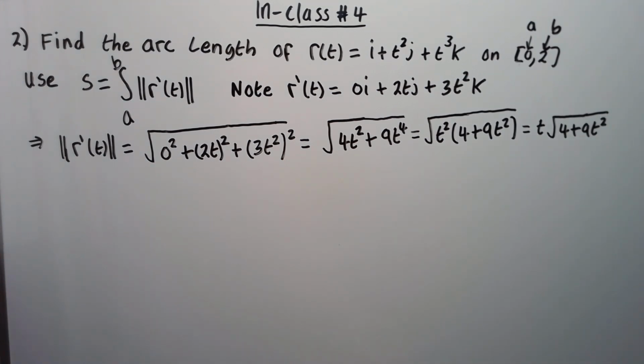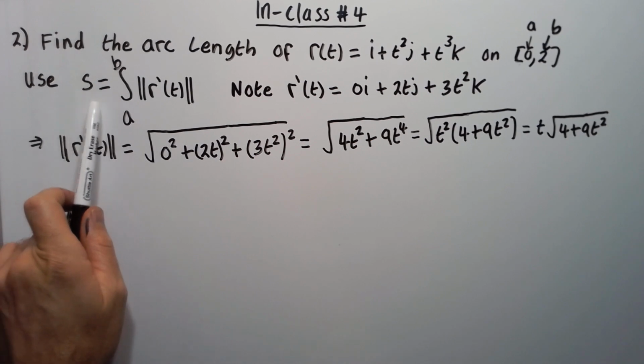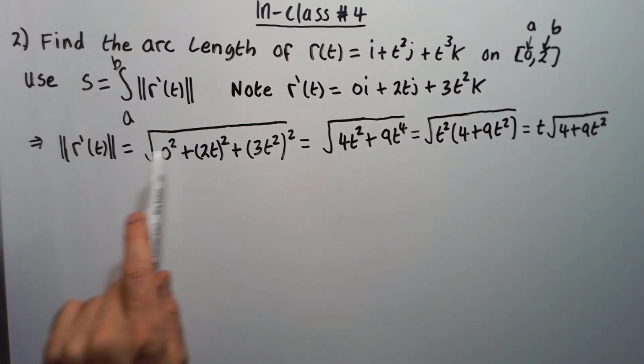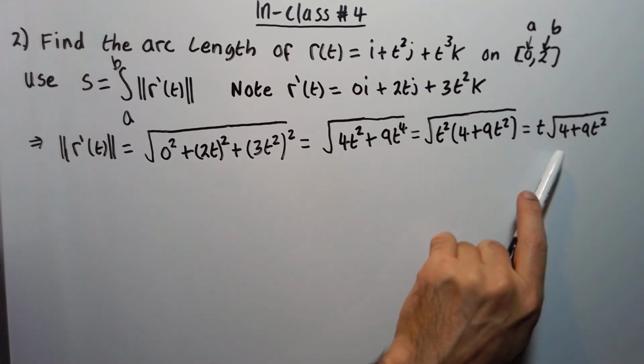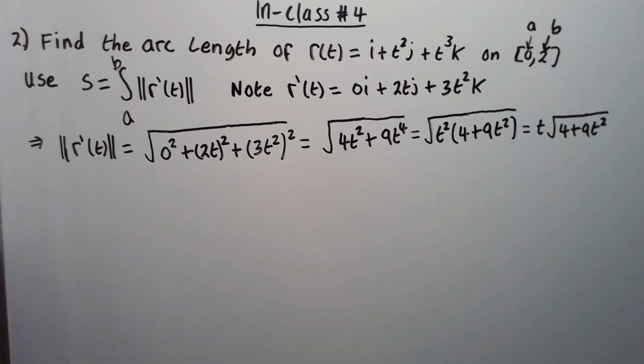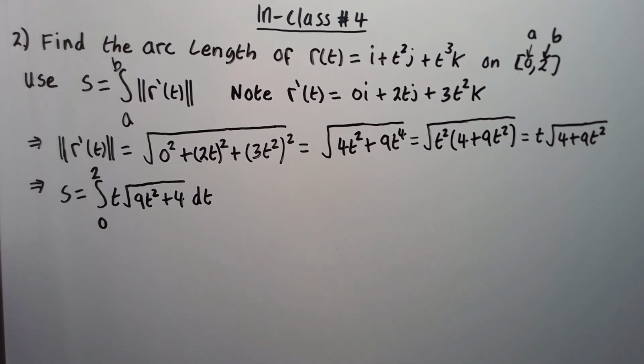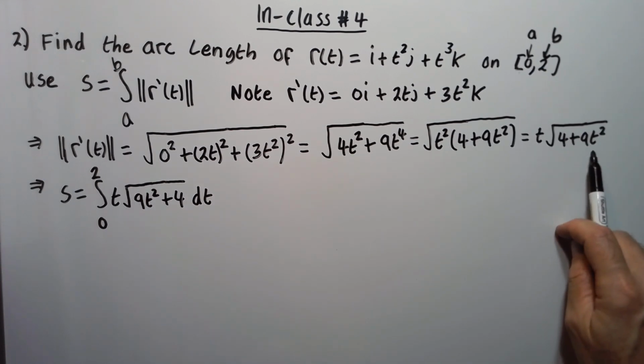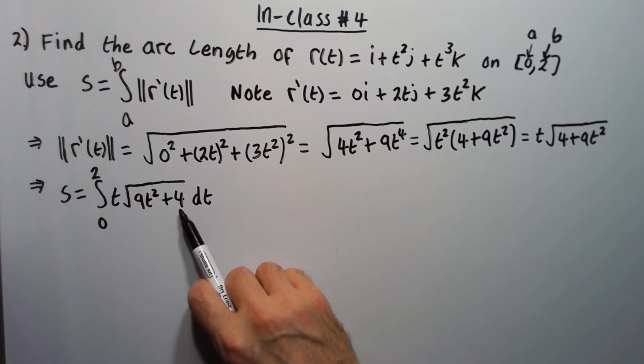Okay, so now let's plug into our arc length formula up here with a being 0, b being 2, and our magnitude of r prime being this. Let me write it here. Okay, so our arc length will be the integral from 0 to 2 of t times the square root of, I'm putting the 9t squared first, so 9t squared plus 4.